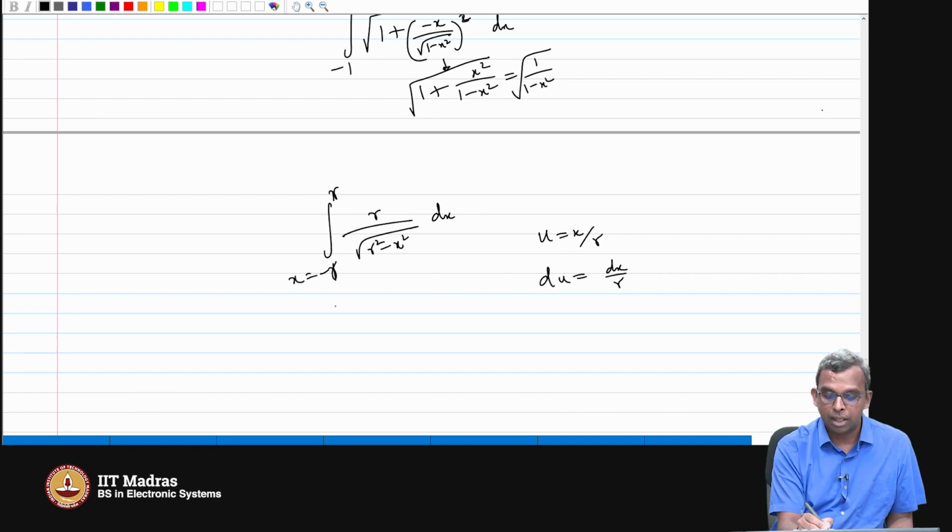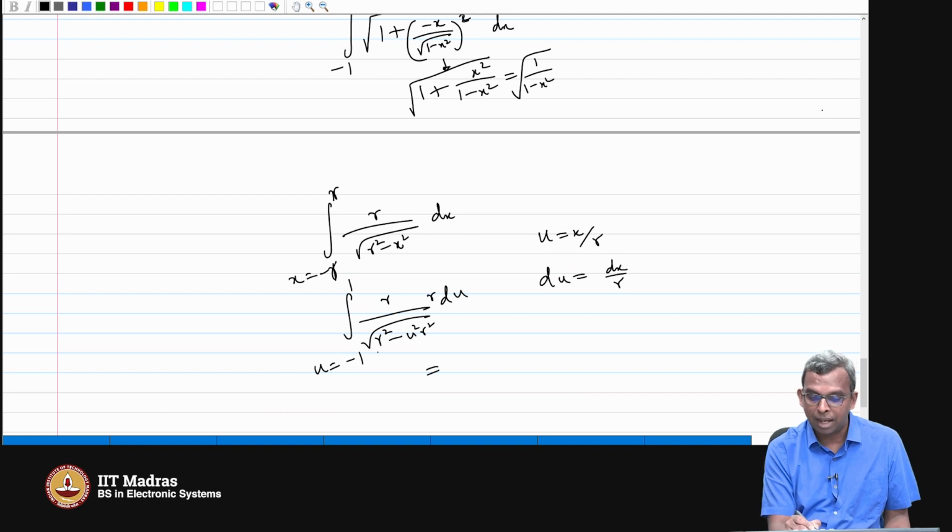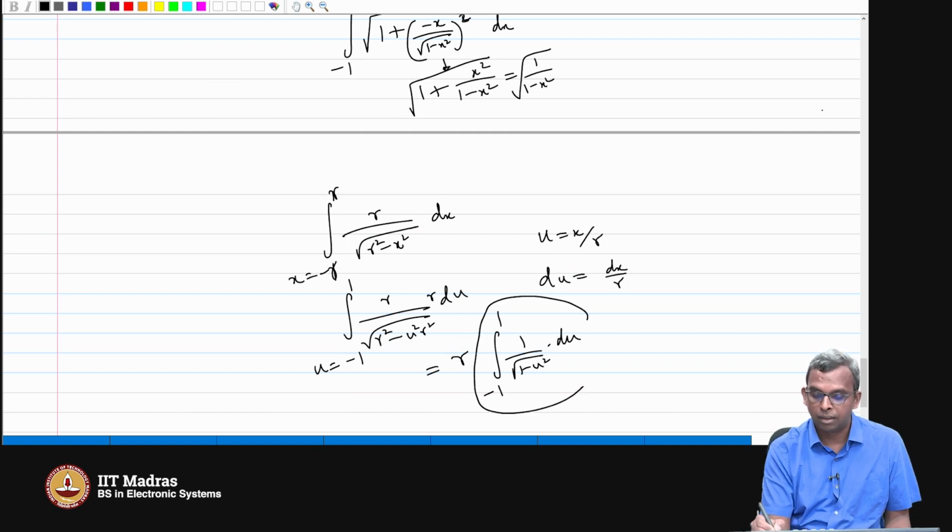So this is x equals r, and this is u equals x by r, so the limits are minus 1 to 1. I have r as it is. The square root of r squared minus x squared is the square root of r squared minus u squared r squared. dx is r times du. Is that okay? So you have r squared here, and the r squared will come out and cancel with that r, and you will simply get r times the integral from minus 1 to 1 of 1 by root of 1 minus u squared du. And what is this? This is pi.